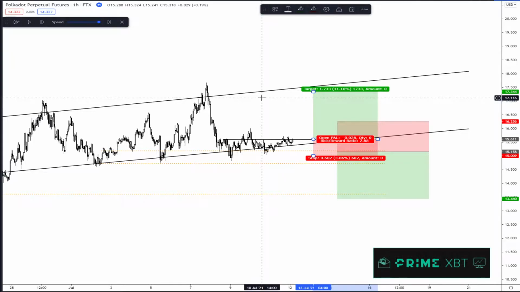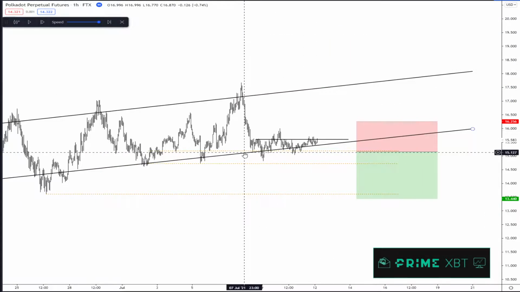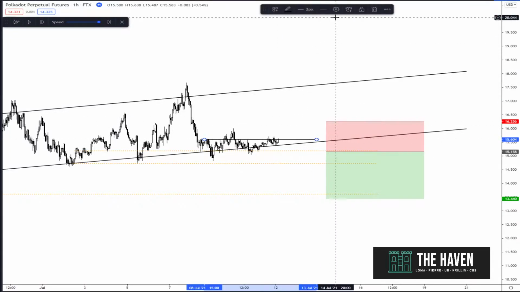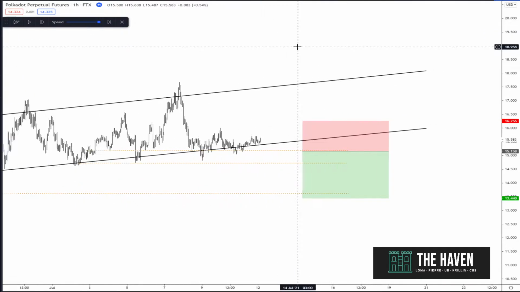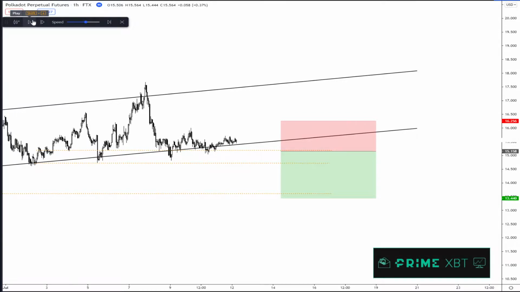Right? All I'm doing for DOT in general is playing with this diagonal. So above the diagonal, I look for longs. Below the diagonal, I look for shorts. Okay. So I had my long argument. I never got my trigger because, as you can see, we never broke above that area.